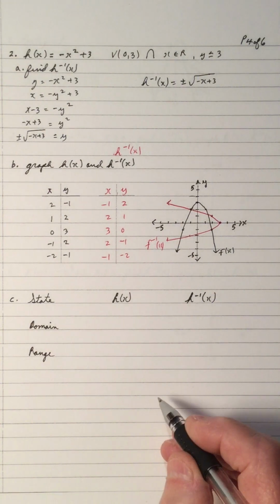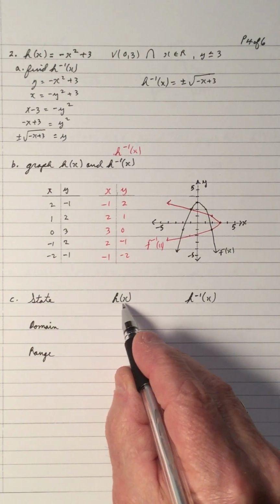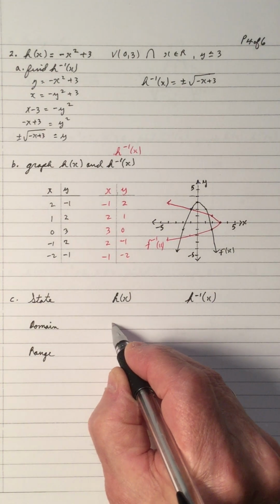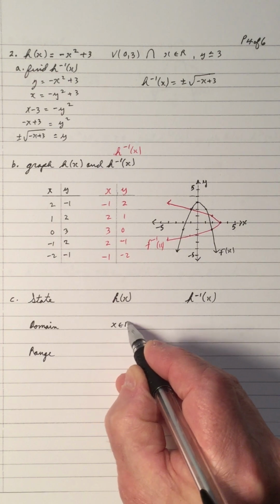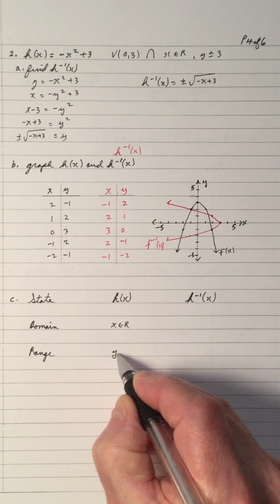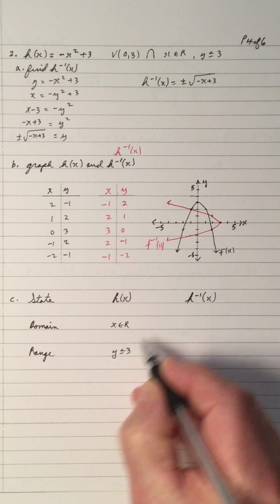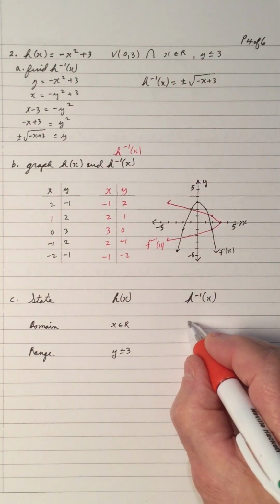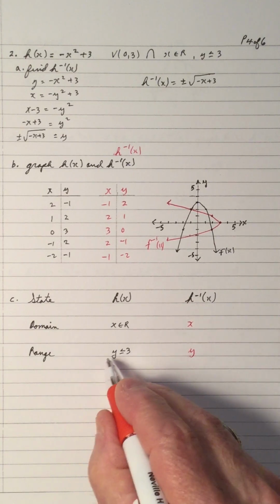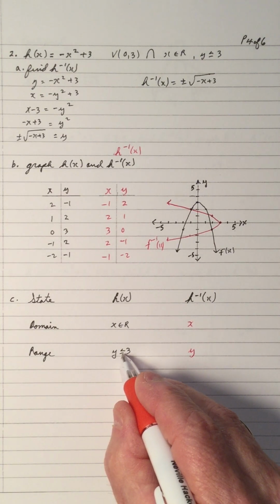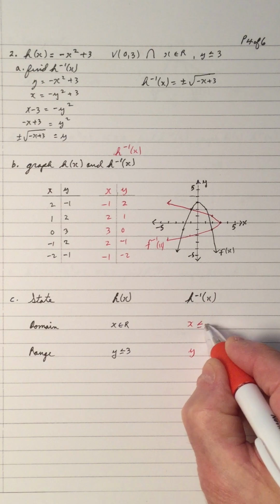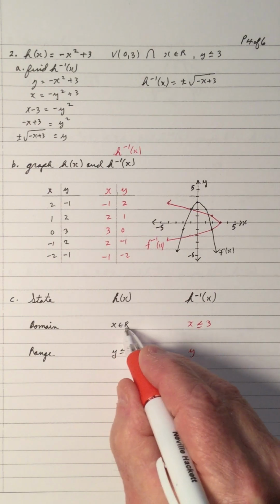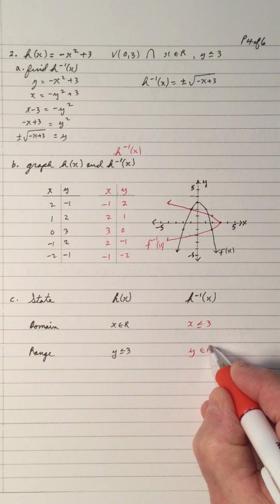Okay. So the h of x, the domain is x belongs to the reals, and the range is y is less than or equal to 3. We did that. So its inverse is x and y. So the y is less than or equal to 3. So x is less than or equal to 3. And x belongs to the reals, so y belongs to the reals.